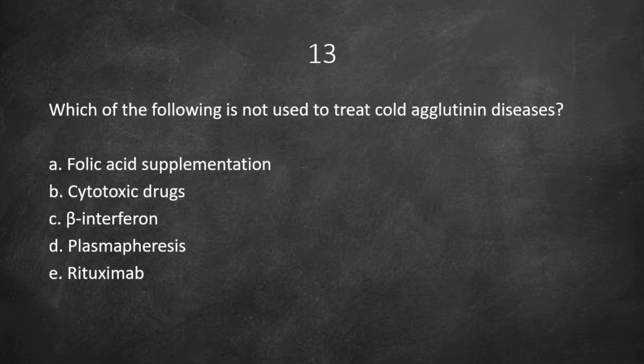Now, question 13. It says, which of the following is not used to treat cold agglutinin disease? A, folic acid supplementation; B, cytotoxic drugs; C, beta interferon; D, plasmapheresis; and E, rituximab. Okay, so the correct answer here is beta interferon.